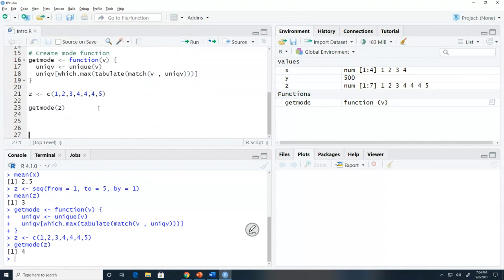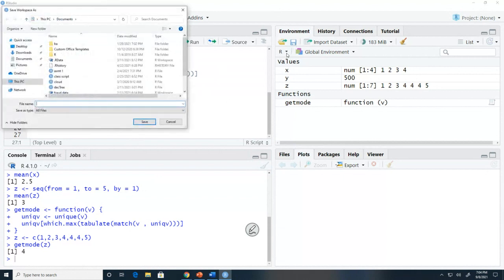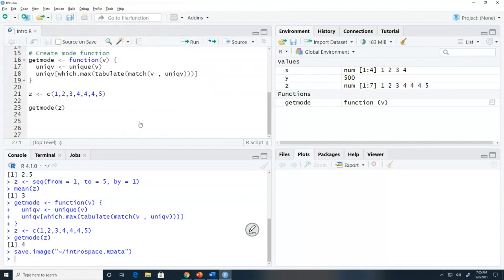Now, in order for me to recreate your code, I'll need that file, but I'll also need you to save your environment or your workspace, so it'll give me like the get mode function. So save that as intro. So that'll be a .RData file, and the other one will be a .R file. And those two files combined let me recreate everything that you've done.